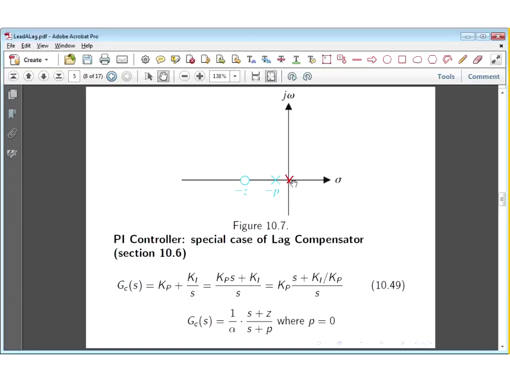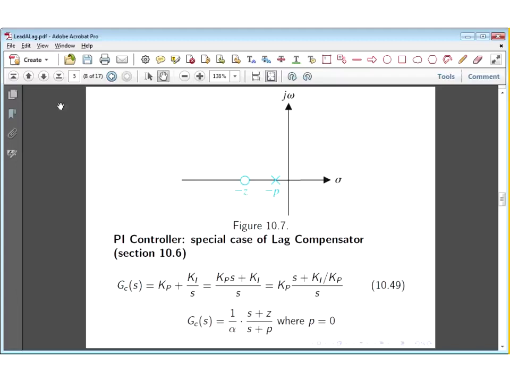So therefore we can conclude that all PI controllers are lag compensators, but certainly not all lag compensators are PI controllers. In other words, if I have a lag compensator where the pole of the lag compensator is not at the origin, of course, in that case I can still say it's a lag compensator, but it's certainly not a PI controller.